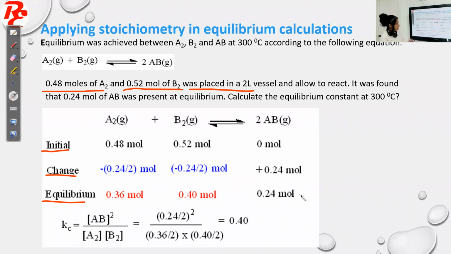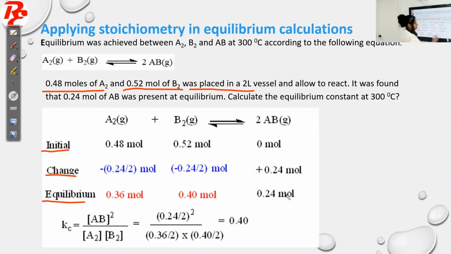So what information do I have to start the calculation? I have the initial moles of A2, initial moles of B2, and also I got how many moles of AB present at equilibrium. Now we will see how to complete the rest of the table. You start with 0 moles of AB. If you have 0.24 moles of AB at equilibrium, which means your reaction has produced how much? 0.24 moles of AB. So I'll repeat that. I started with 0 moles of AB.